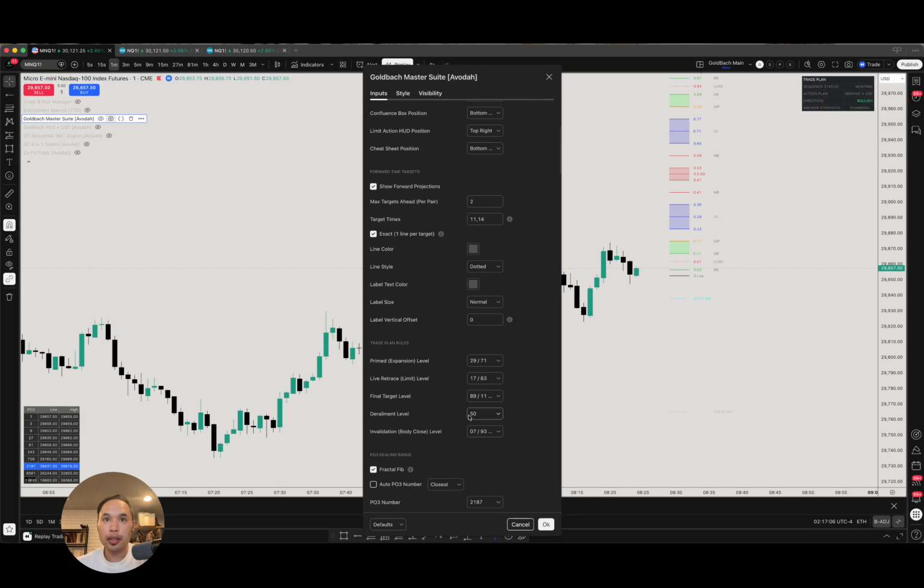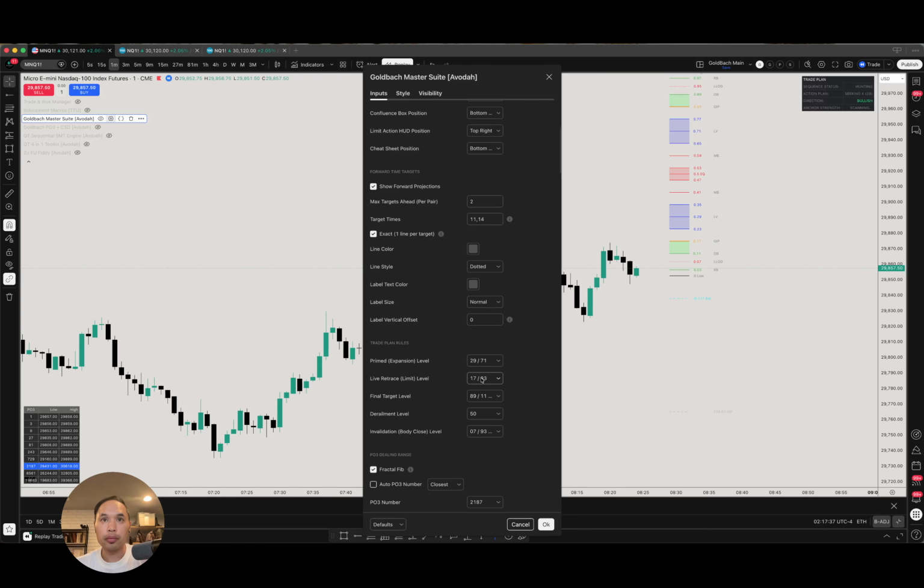And then this is a derailment, meaning that if price goes and hits the 2971, never retraces to the 17 or 83, but hits the EQ, it'll derail the trade. It's a lower probability trade, and it won't signal anything. It'll just say waiting. And then this is your stop, your invalidation. So if price comes back to, let's say in this example we're bearish, and it comes back to that 93 level, it'll invalidate the trade.